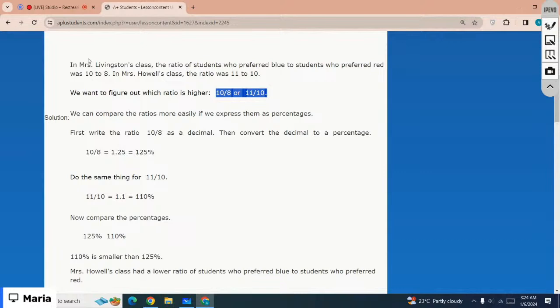You have to divide 10 by 8 and just multiply it by 100, that is 125%, right? Do the same thing for the other fraction, just divide and multiply with 100. So when you compare the percentages, 125% is more than 110%. That means the fraction that makes 125% is greater than the other one. That means 10 to 8 is greater than 11 over 10. Got it?